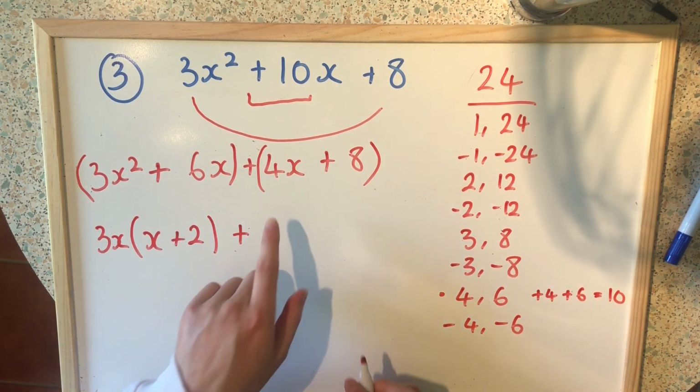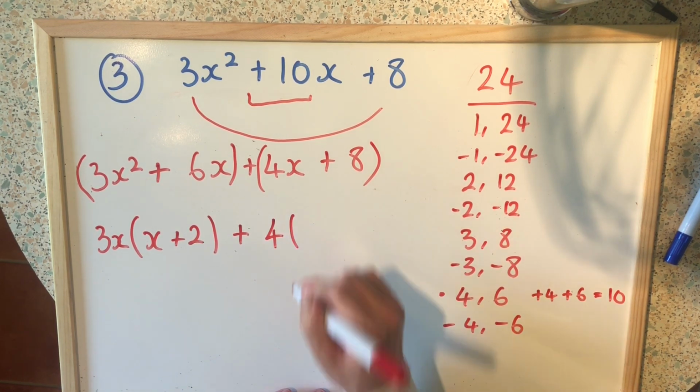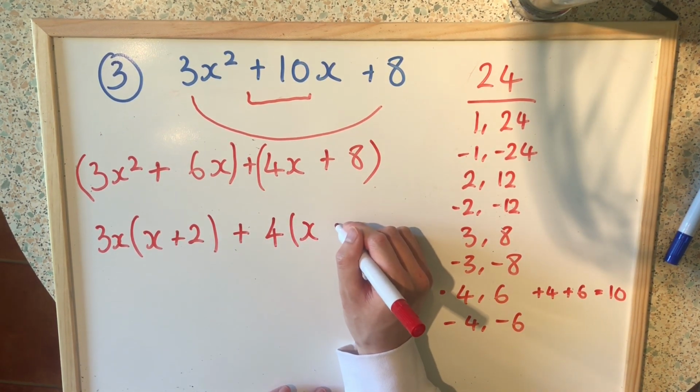And we'll do the same for this one. Take out the highest common factor, which is 4. So we've got x plus 2.